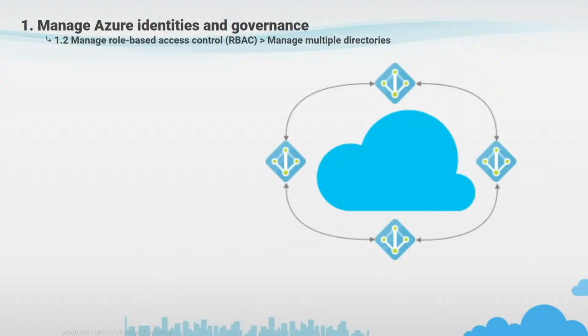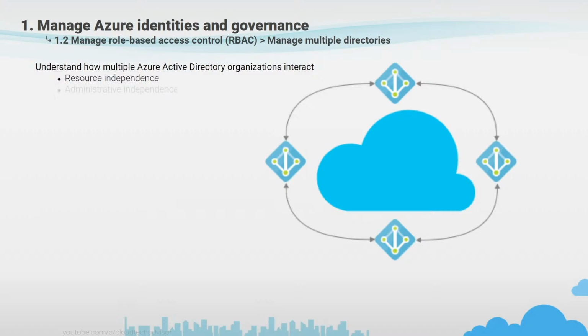Manage multiple directories refers to the Azure AD organization, and each Azure AD organization or tenant is fully independent, a peer that is logically independent of the other Azure AD organizations that you manage. Basically, you have three types of independence between organizations: resource, administrative, and synchronization independence.